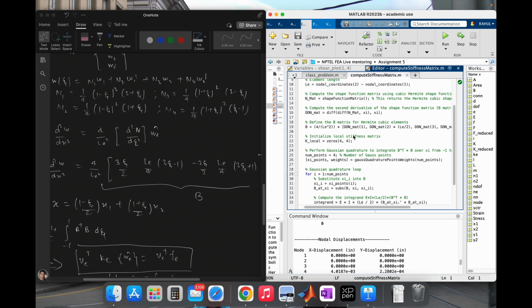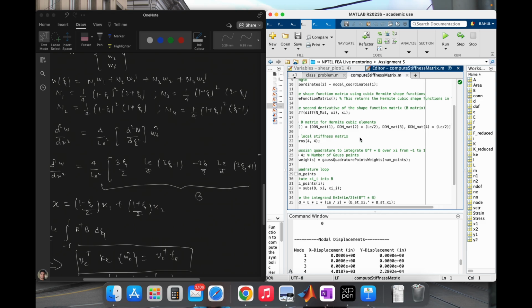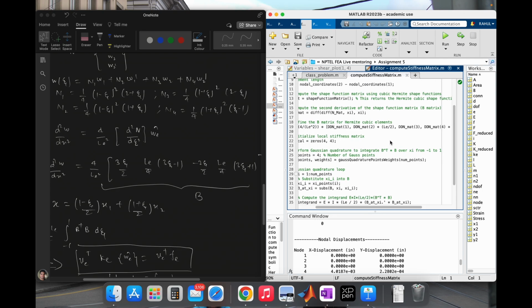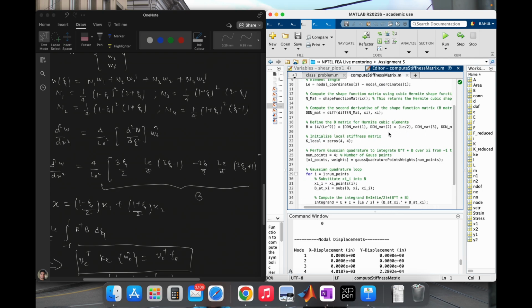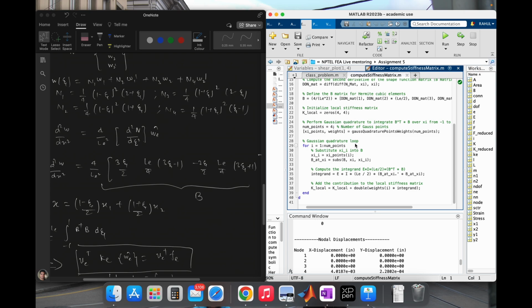Here you can see that it will differentiate twice, with 4 by LE squared, and this is for all elements. After differentiating it becomes like this. Don't confuse with this, when you differentiate it, it becomes like that only. What I have done is I have written the same form whatever sir has used. After differentiating and substituting every term, we will get this form. Then we will initialize the local stiffness matrix, and we are using the Gauss quadrature points with the fourth order polynomial.